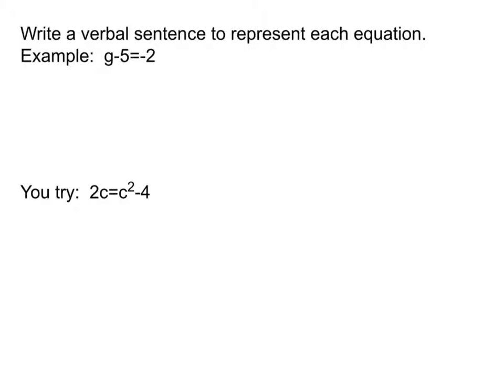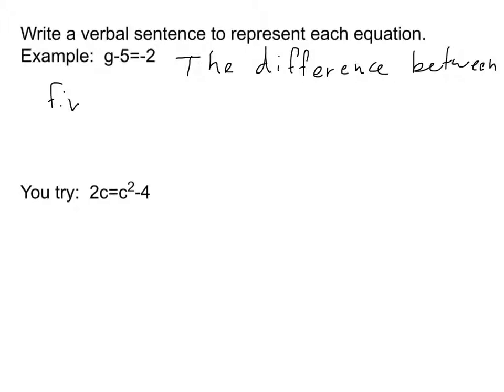So the difference between g and 5. You could also just say a number, the difference between a number and 5, equals, we usually just write as is, negative 2.